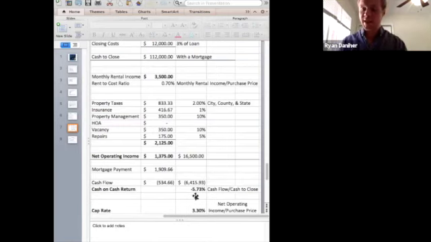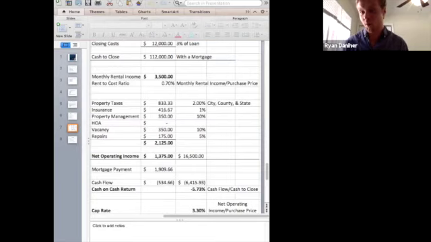So in this scenario, what's really interesting is if you just use cash and you don't use a mortgage, you would have a 3.3% cap rate. So your net operating income divided by your purchase price would be 3.3%. So if you use debt in this example, you're going to lose money every month. But if you don't and you just use cash, you make a 3.3% return.